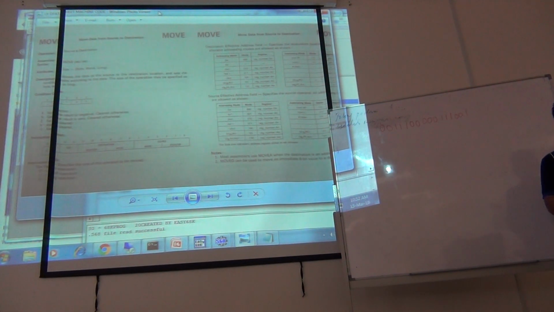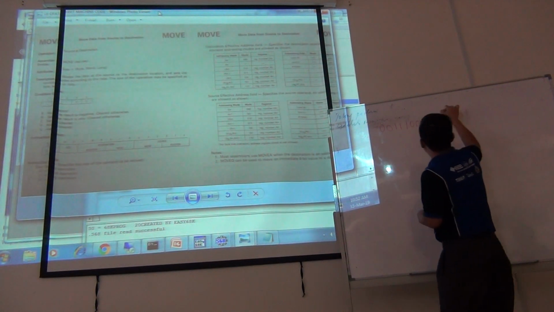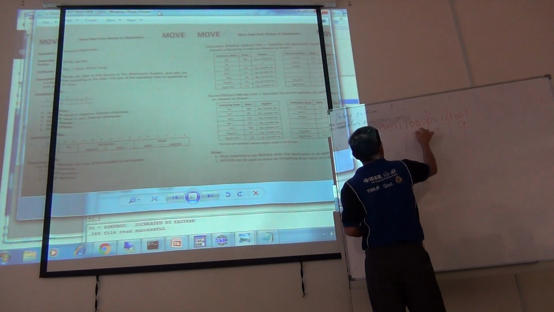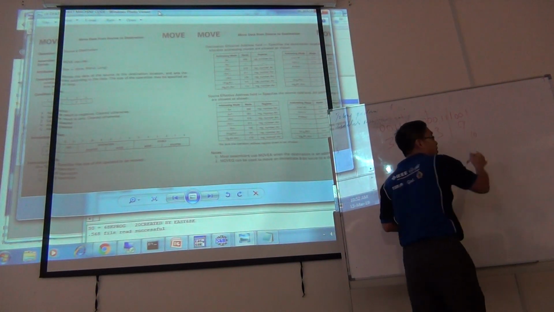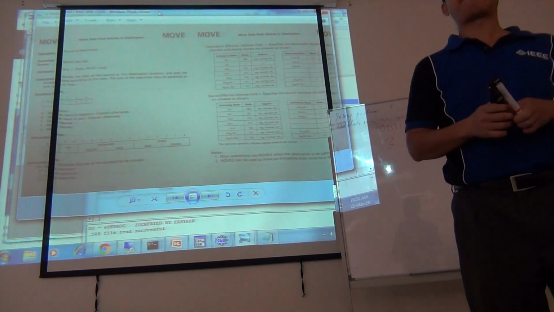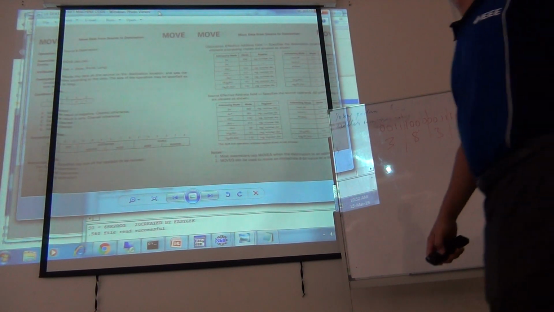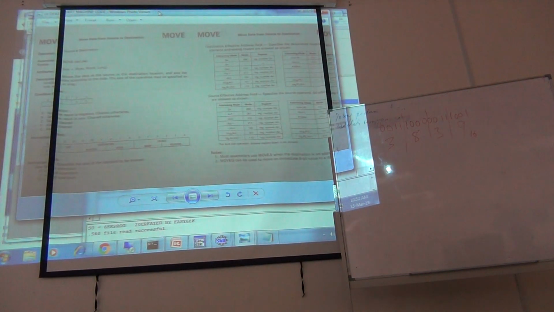So divide by 4 sections. This is 3, this is 8, this is 3, this is 9. So the answer for the machine code is that one. You have to clearly state that this is a base 16 number in hexa. You cannot just simply put it without a particular base number. Okay? Right, let's move on.